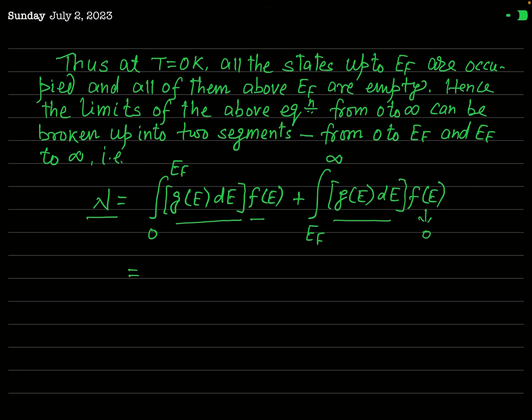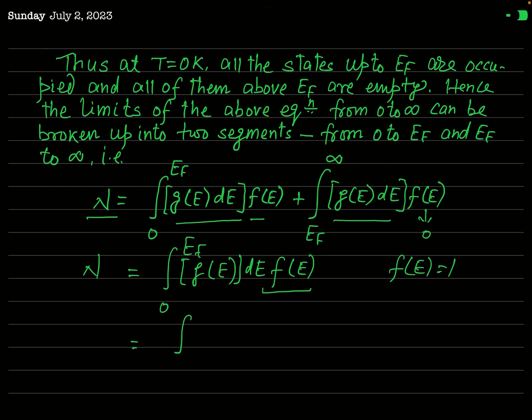So this second term will vanish. And hence you can write that the total number of electrons will be simply the integral from 0 to EF of G of E dE, and F of E, you know, in this energy range is equal to 1. You have seen this, F of E is equal to 1. So this integral will be simply equal to the integral from 0 to infinity of G of E dE.